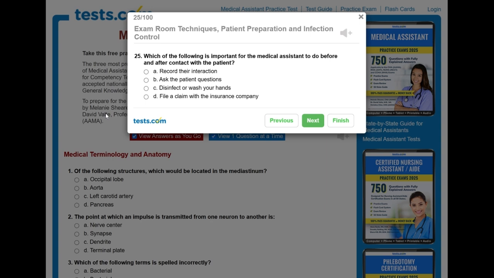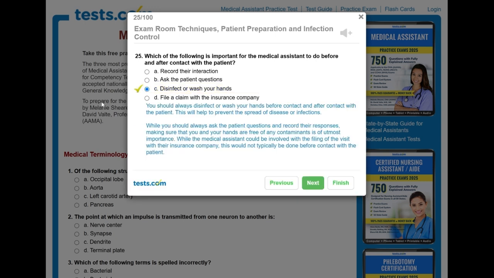Question 25. Which of the following is important for the medical assistant to do before and after contact with the patient? A. Record their interaction. B. Ask the patient questions. C. Disinfect or wash your hands. D. File a claim with the insurance company. C. Disinfect or wash your hands.